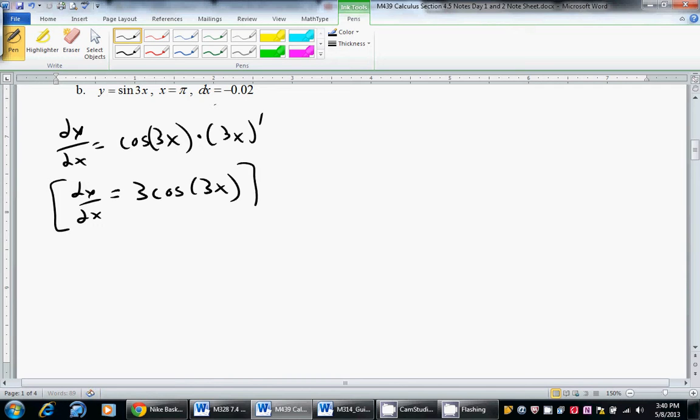Multiply both sides by dx, or you can think of this as cross multiplying, right? Doesn't matter either way. But you're going to get dy equals 3 cosine of 3x dx.